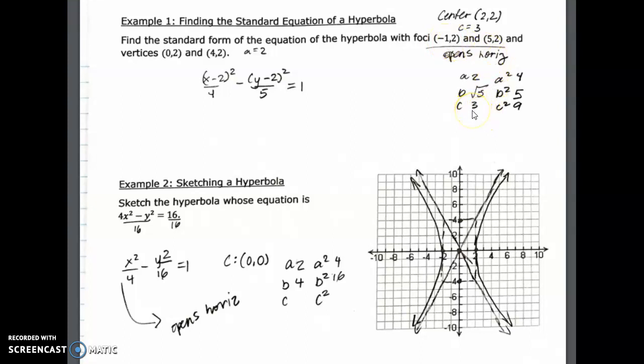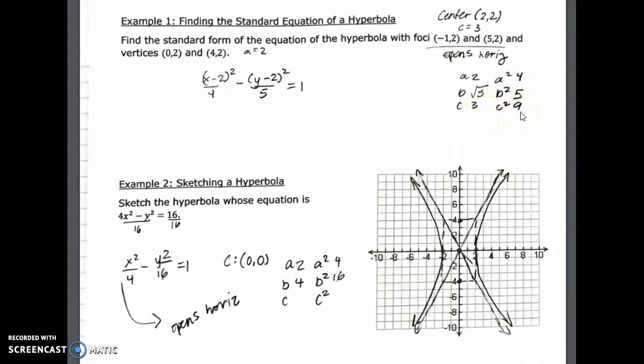So the focal length, or the distance from the center to either focus, has to be 3. And the same thing with your vertices here. The distance between your vertices is 4, so from the center to your vertex is going to be 2. So that gives us our a squared, which is 4, and our c squared, which is 9.